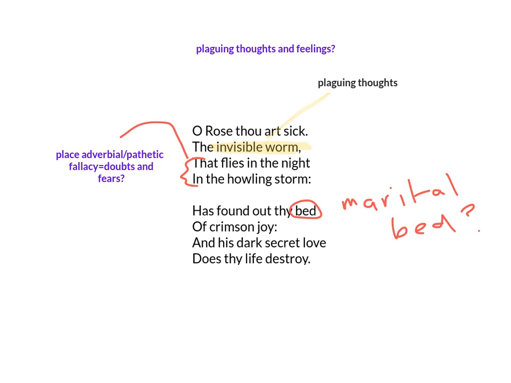So we have his dark secret love, does thy life destroy again? So these thoughts again are dark and secret. Maybe these are those doubts that plague the relationship. They fly in the night in a storm, so we've got our ideas of tempest again, how in the night when things are usually quiet and settled, these are when these thoughts can lurk and arise and do their damage to the marital bed. So there's a very quick way of seeing the poem in a different sort of relationship sense. Again, I'm not massively drawn to that, but it is one to consider.